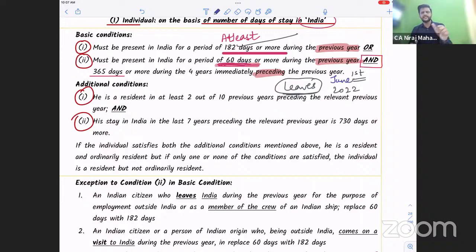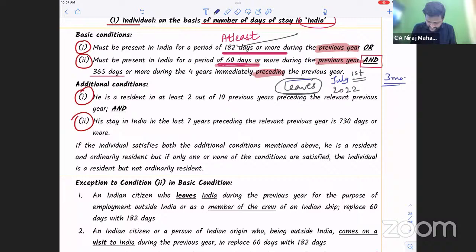Now, 1st June he leaves India. That means he was in India for April and May. Let me not confuse it a little bit; I'll just keep it July also. He leaves India on 1st July. So April, May and June, 3 months he is in India. Correct till here, all of you?